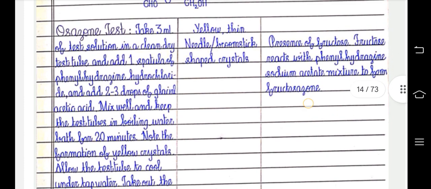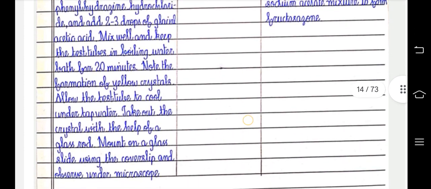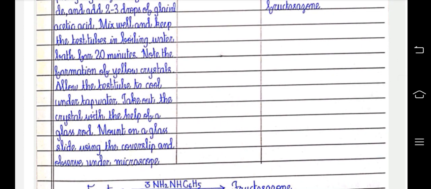Then osazone test. Take 3 ml of test solution in a clean dry test tube. Add 1 spatula of phenylhydrazine hydrochloride and add 2 to 3 drops of glacial acetic acid. Before that, sodium acetate is also added. Then mix well and keep the test tube in boiling water for 20 minutes. Note the formation of yellow crystals. Allow the test tube to cool under tap water. Take out the crystals with the help of a glass rod. Mount on a glass slide using a cover slip and observe under microscope.